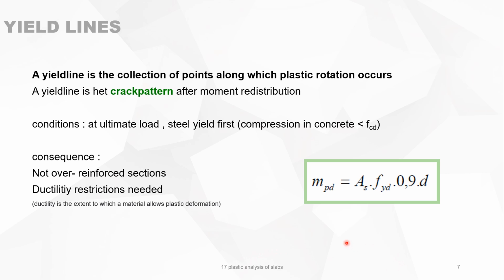The definition of the plastic bending moment, mpd, of a slab is given by the reinforcement per meter width of slab times the yield stress of the steel and times the lever arm, which is by default 0.9 times the effective depth of the slab. This definition makes it easy. When we can calculate the plastic bending moment in a slab, you can calculate immediately in a very simple way the needed reinforcement. So you don't need concrete tables or anything like that.